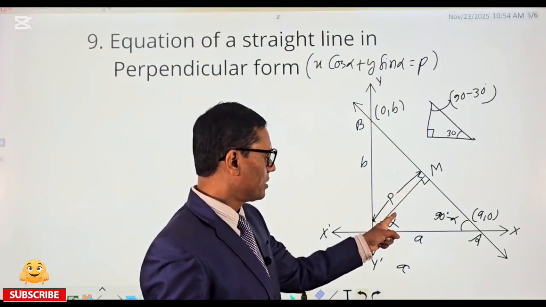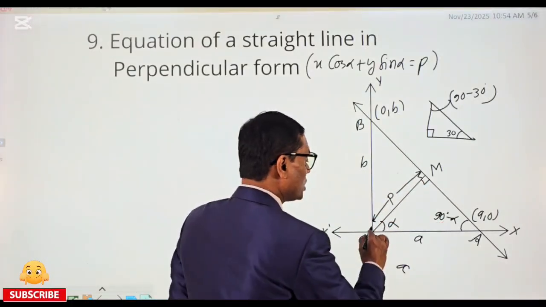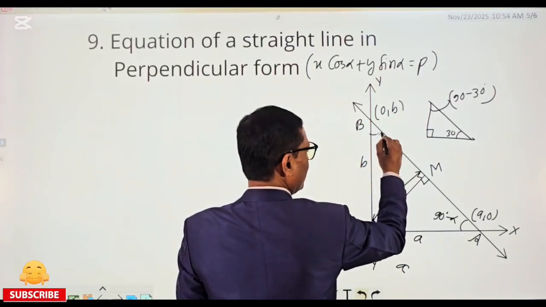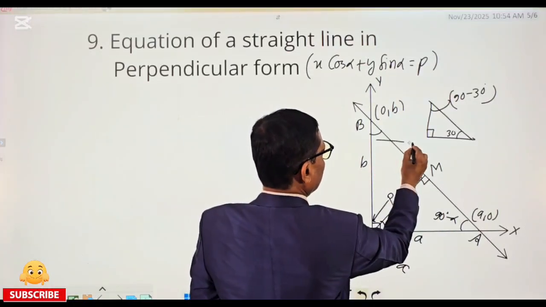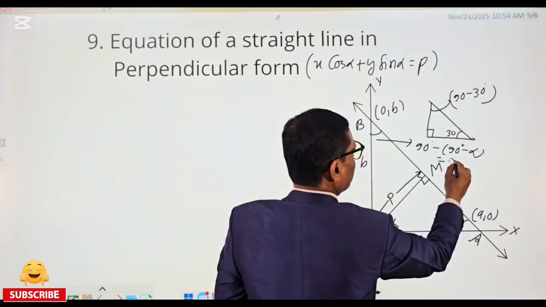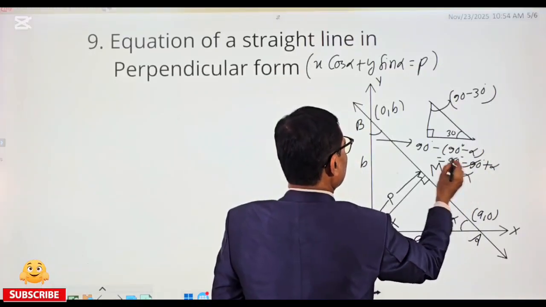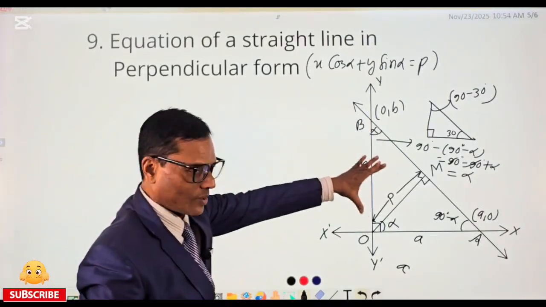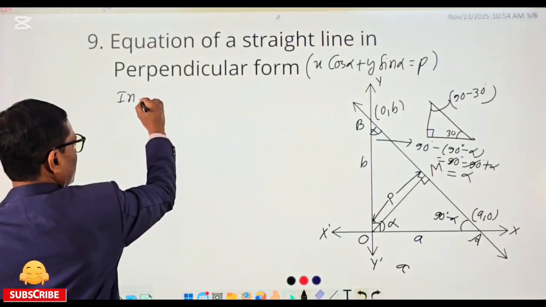If one angle is 90 degrees and one angle is alpha, the other will be 90 degrees minus alpha, and this whole angle is also 90 degrees. See carefully, this angle will be 90 degrees minus (90 degrees minus alpha), that is 90 degrees minus 90 degrees plus alpha. So this angle is alpha, don't forget that. Is that clear?